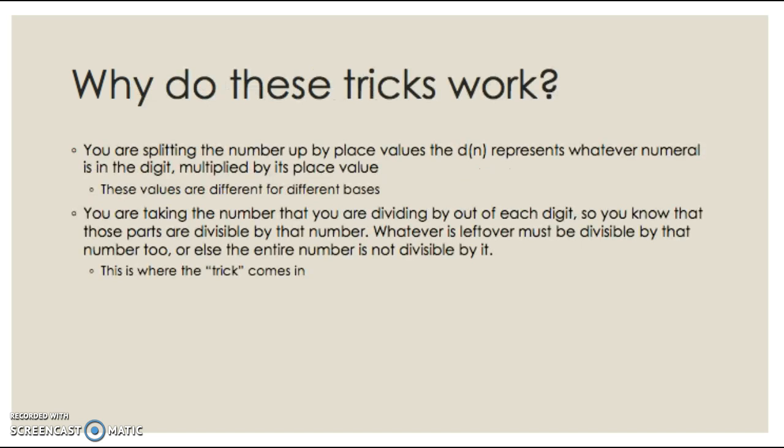To conclude, thinking about why these tricks work, basically you're splitting the number up by place value, so the D sub n represents whatever numeral is in the digit multiplied by its place value, and then the values are different for every base. So in base 8 we had our 8 place and our 64 place and our 512 place. And then basically you're taking the number that you're dividing by out of each digit, so you know that those parts are going to be divisible by that number, and then you're going to find out that whatever's left over has to be divisible by that number too, and if it's not, then the entire number can't be divisible by it. So that's where the tricks come in. Thank you for watching.